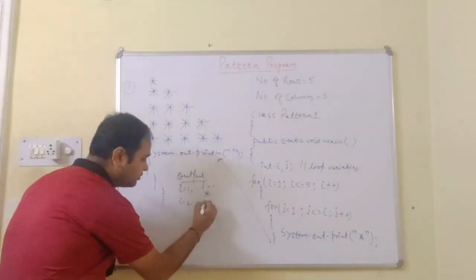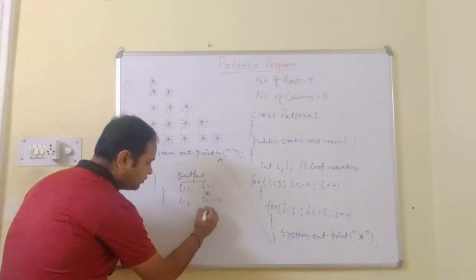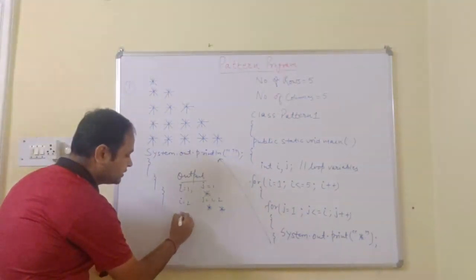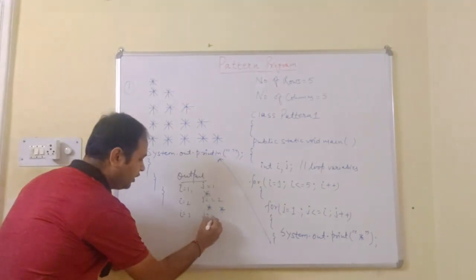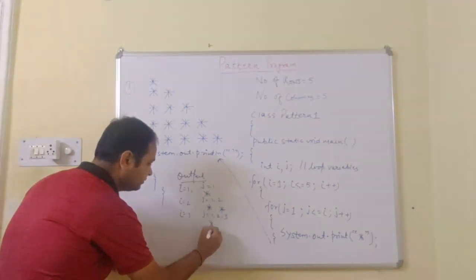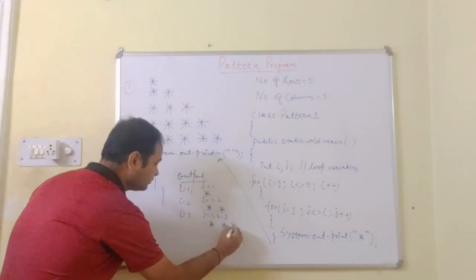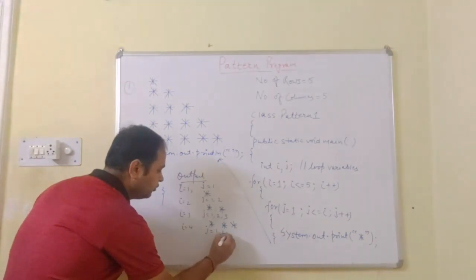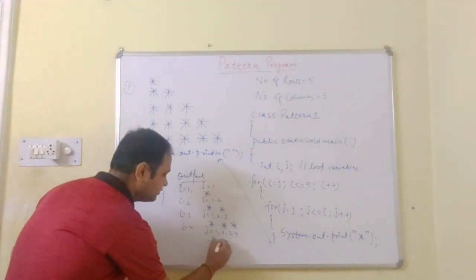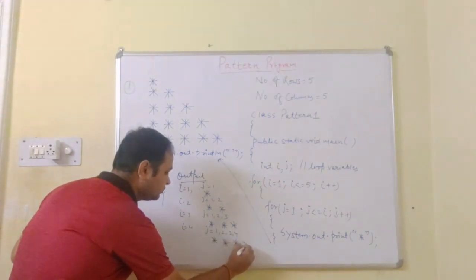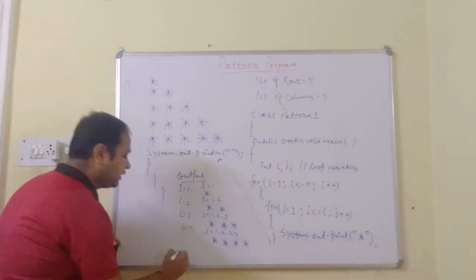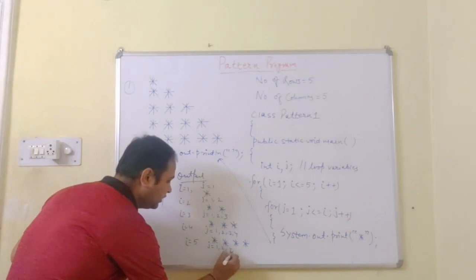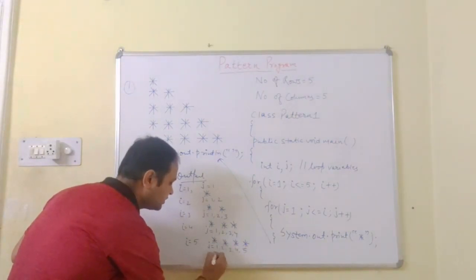After that, the value of i is updated to 2, so we get i equals 2. The j loop rotates 2 times, so j has the values 1 and 2, and we get 2 stars. Similarly at i equals 3, j has 1, 2 and 3, so we have 3 stars. At i equals 4, j equals 1, 2, 3, 4, so we have 4 stars. And at i equals 5, we have j equals 1, 2, 3, 4, 5, so we have 5 stars.